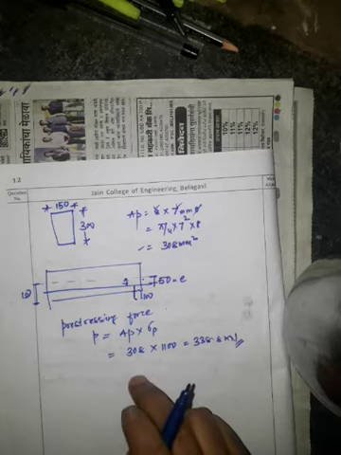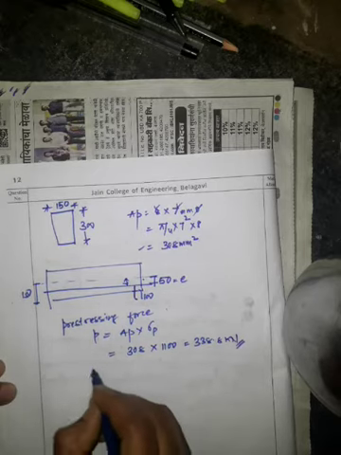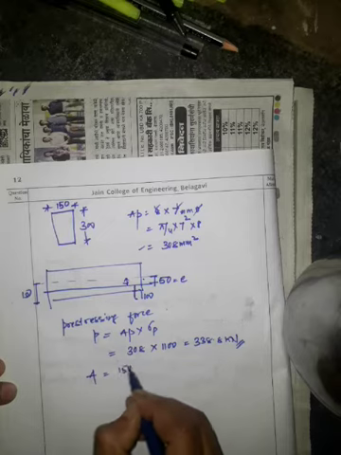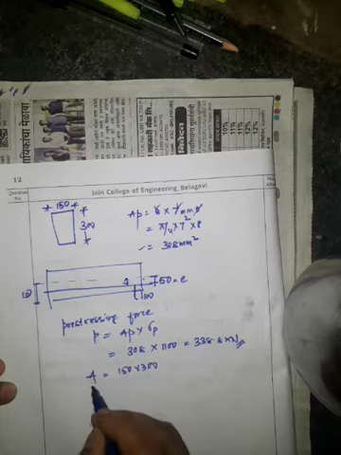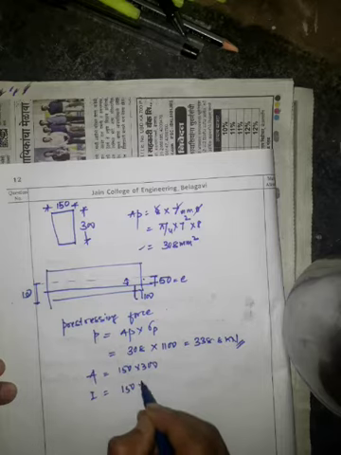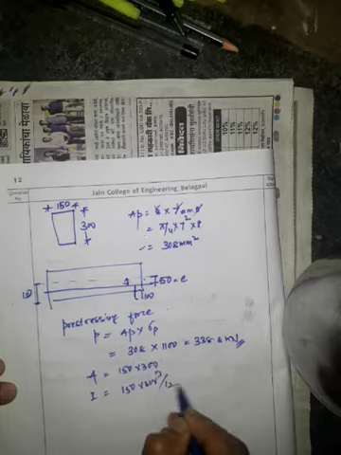So that is P. Then the area of cross section A is 150 mm by 300 mm, that also you can find out. After that, bd cube by 12, that is the moment of inertia I, 150 into 300 cube by 12. You can easily find out that.